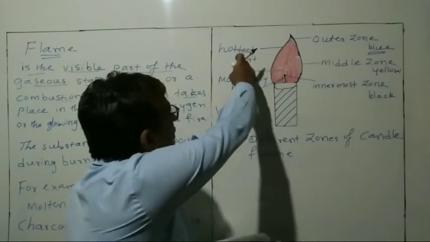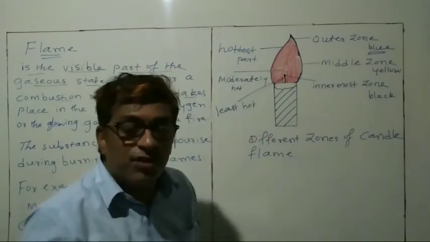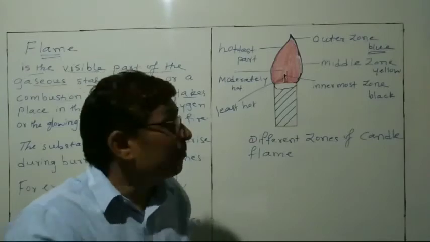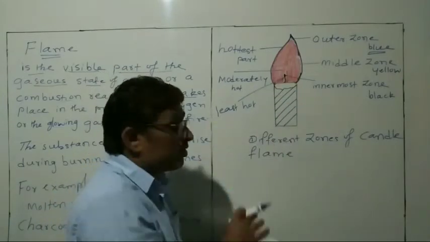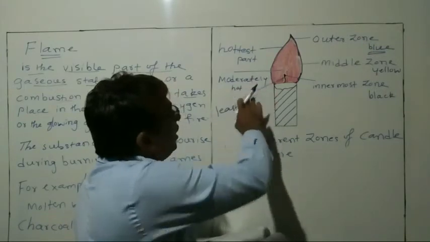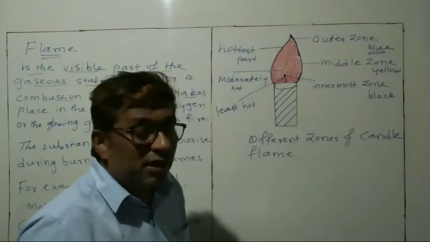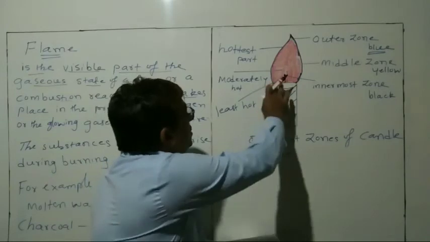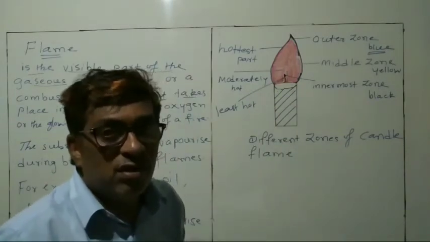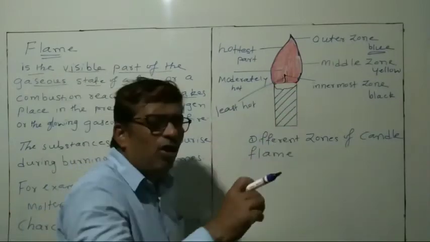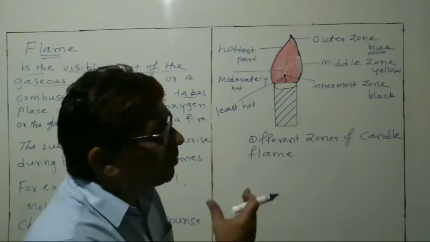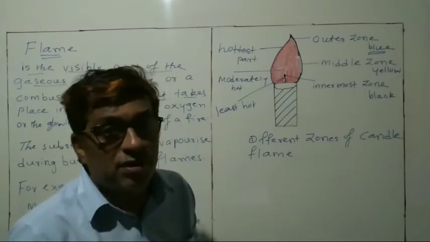The outermost zone is the hottest part. Sometimes many questions are asked related to this. The middle zone is moderately hot, and the innermost zone is the least hot, very, very less hot. Many questions, sometimes objective, can be asked on these different zones.